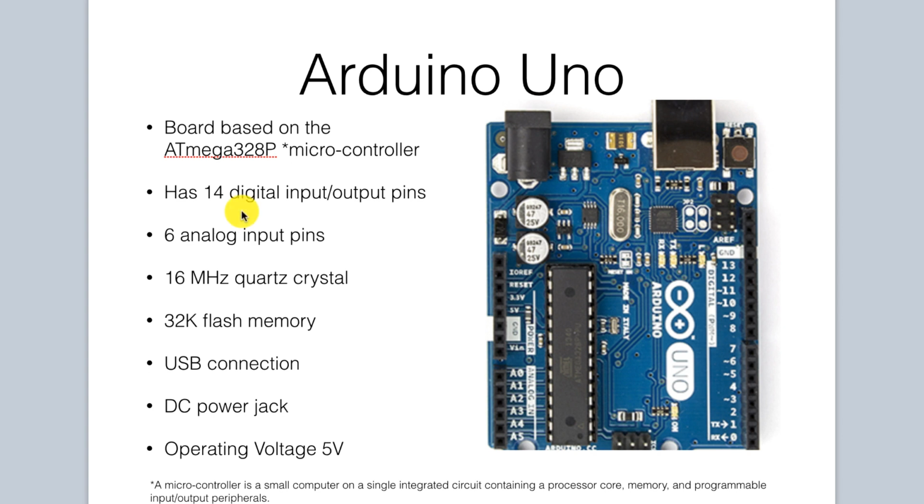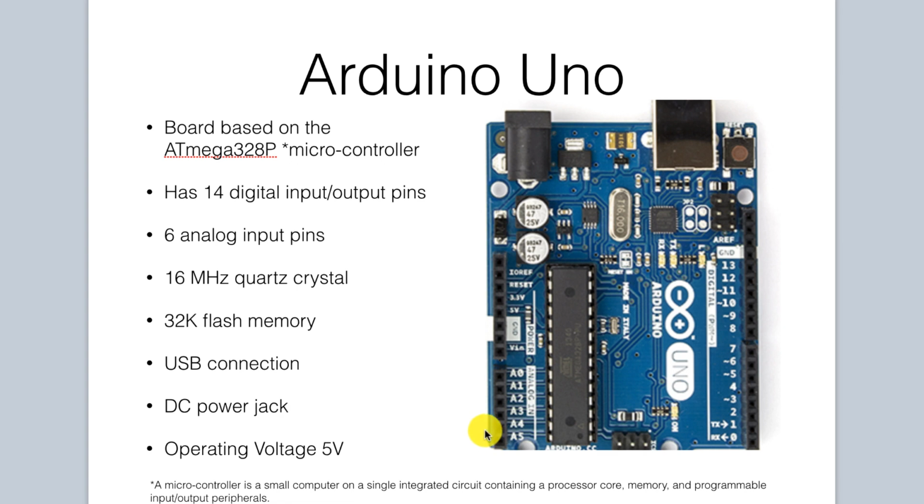It has 14 digital input-output pins. These are located here on the right-hand side of the board. There are 6 analog input pins located on the left-hand side of the board. It has a 16 MHz quartz crystal and 32K of flash memory. As you'll notice, that is a small amount of memory, so we have to be always concerned and be mindful when we're writing our Arduino programs to conserve memory as much as possible.